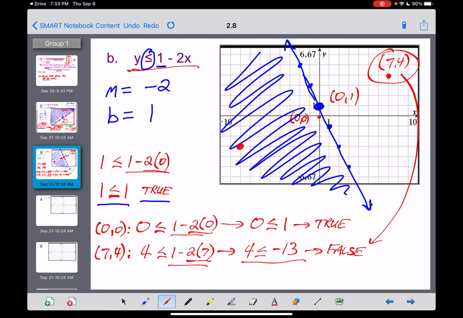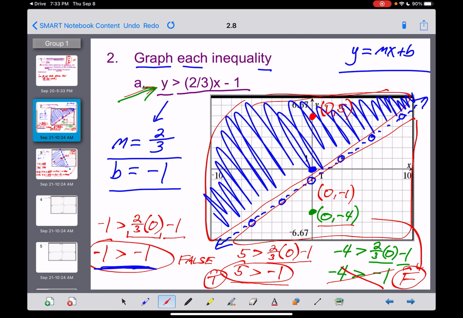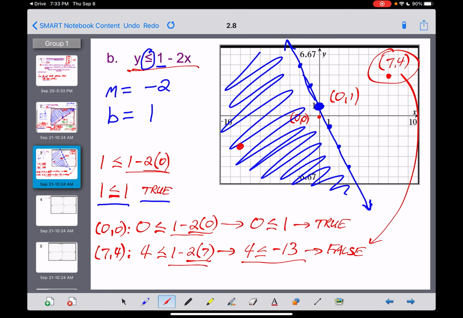Now, if I was live with you guys, I'd walk you through this a little bit more, but I'll go ahead and give you a little shortcut right here to save you a little bit of time. When an inequality is in slope-intercept form, greater than always means one thing in terms of shading, and less than always means another.